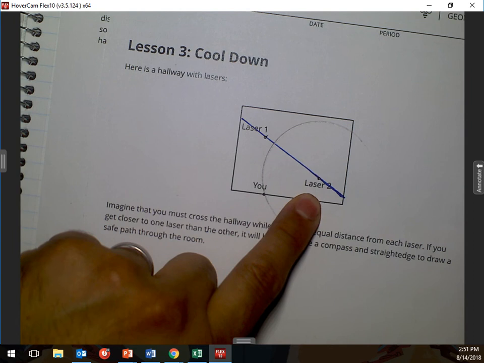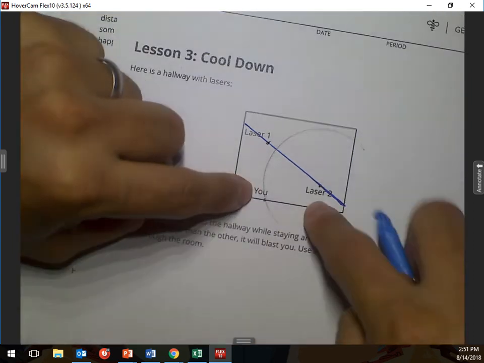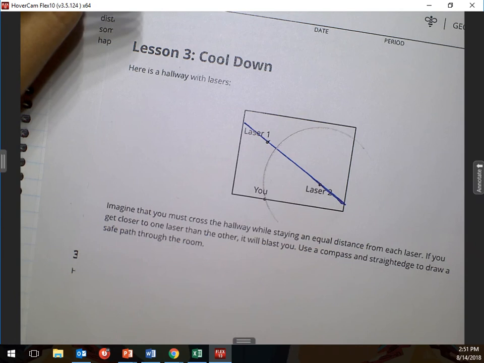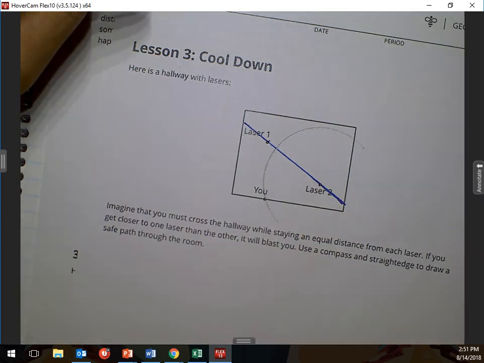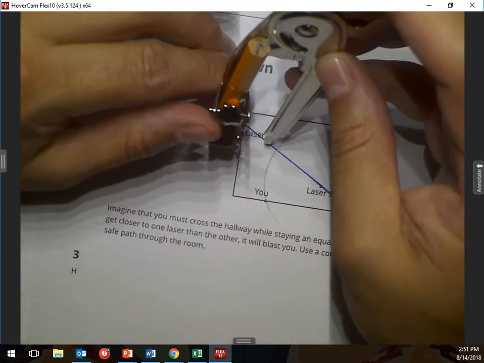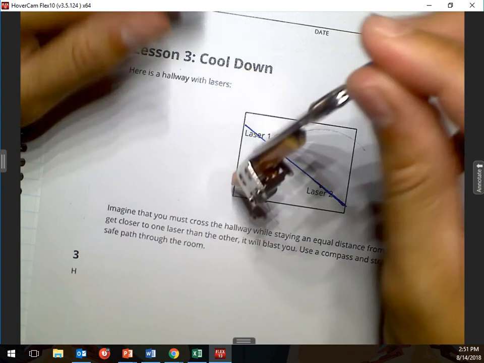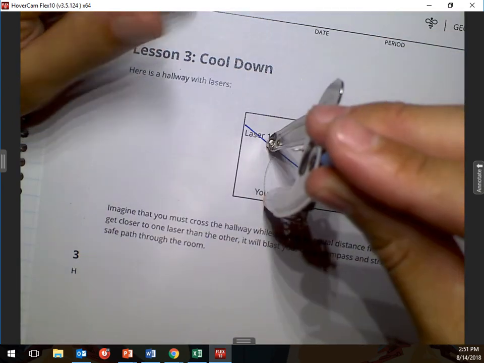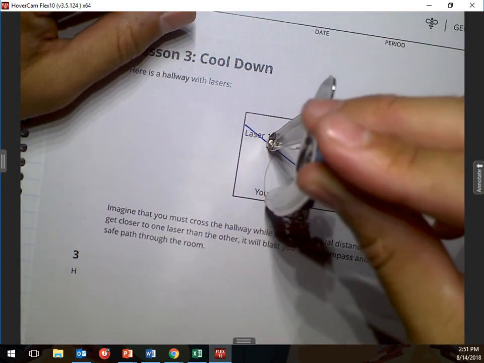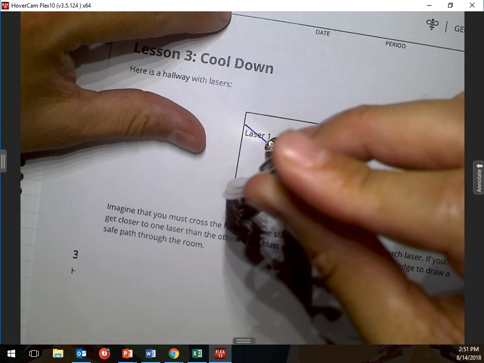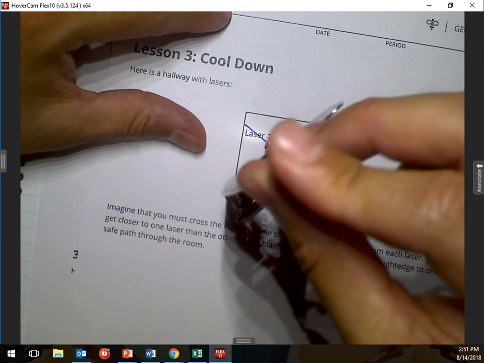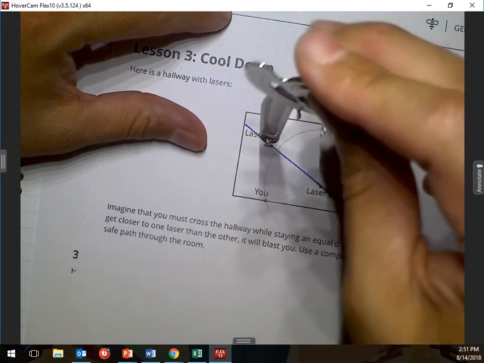What did I stab? Oh, I measured it to you. So stab from the laser to you. Again, stab the laser, measure to you. And now do it from laser one. Mark it right here.